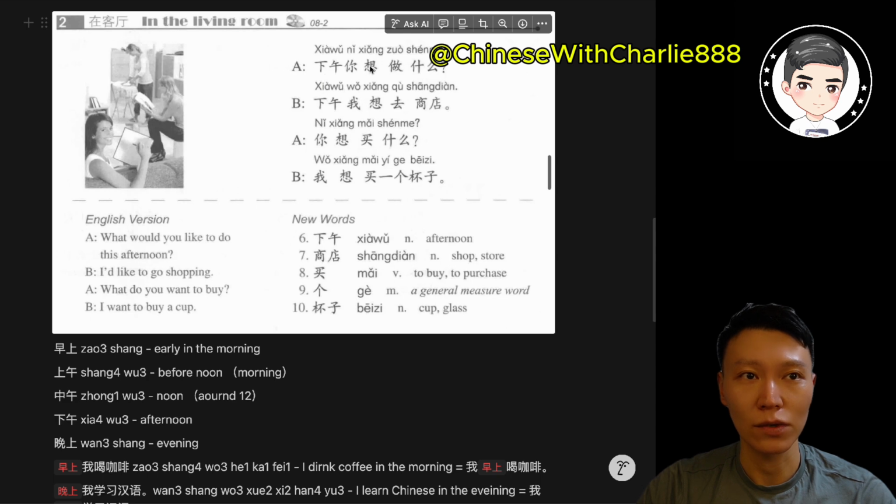下午你想做什么? So literally means in the afternoon, what would you like to do? And you can also put this 下午 in front of 想, right? 你下午想做什么? The same. 下午我想去商店. So in the afternoon, I want to go to the shop. And then 你想买什么? What would you like to buy? 我想买一个杯子. I would like to buy a cup. 没问题? No question, right?